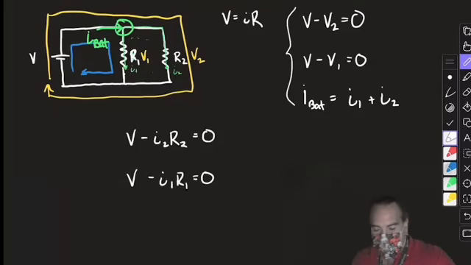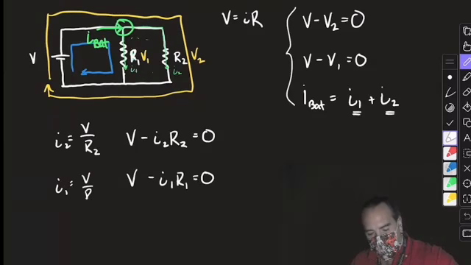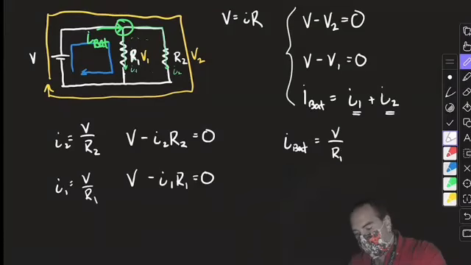Now, if I do that, I could probably come up with something for I1 and I2 in terms of the resistance. So that's what I'll do next. I2 is equal to V over R2, right from Kirchhoff's laws. And I1 equals V over R1. I can plug those in. So I get the current from the battery has to equal V over R1 plus V over R2.